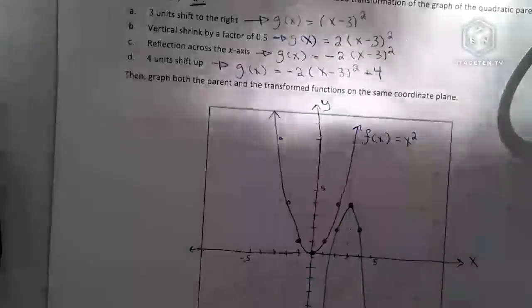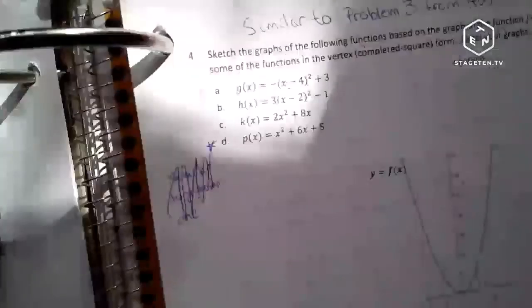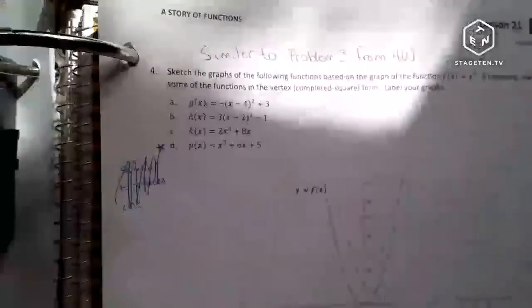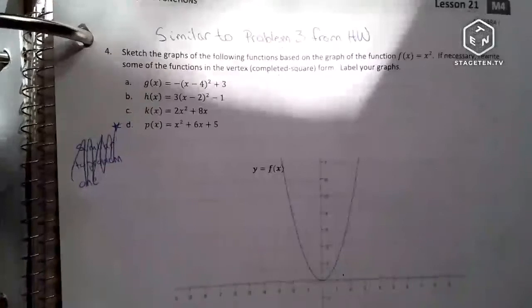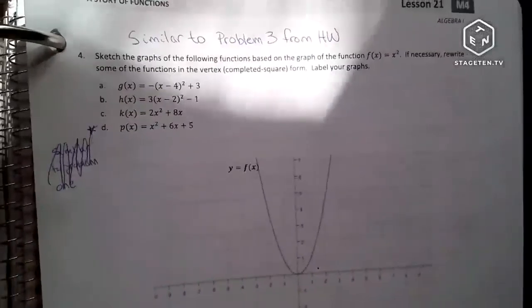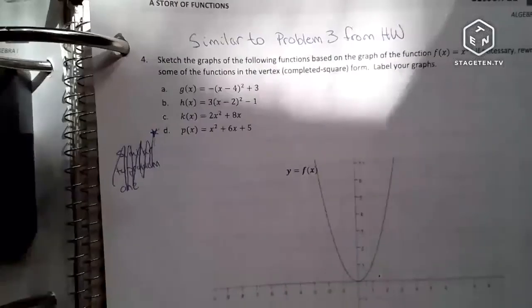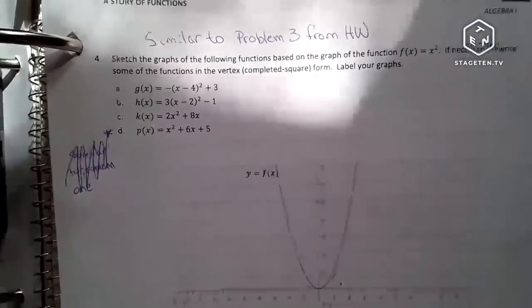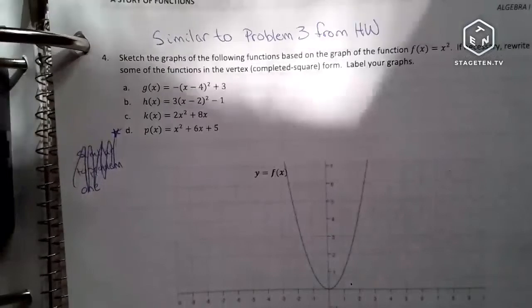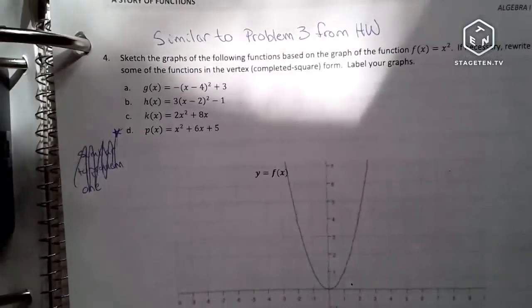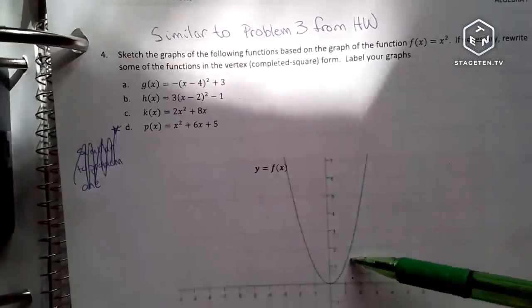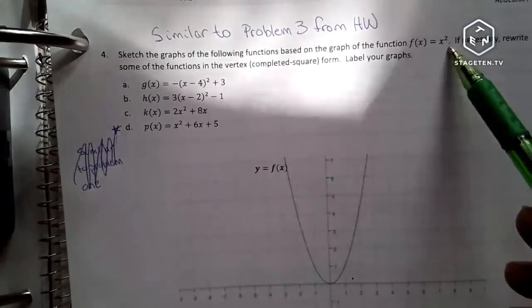Okay, last but not least, something that is similar to problem 3. Sketch the graphs of the following functions based on the graph of the original function. So here we have that original function, the one that we've been thinking about, y equals f of x, and f of x is x squared. Okay?